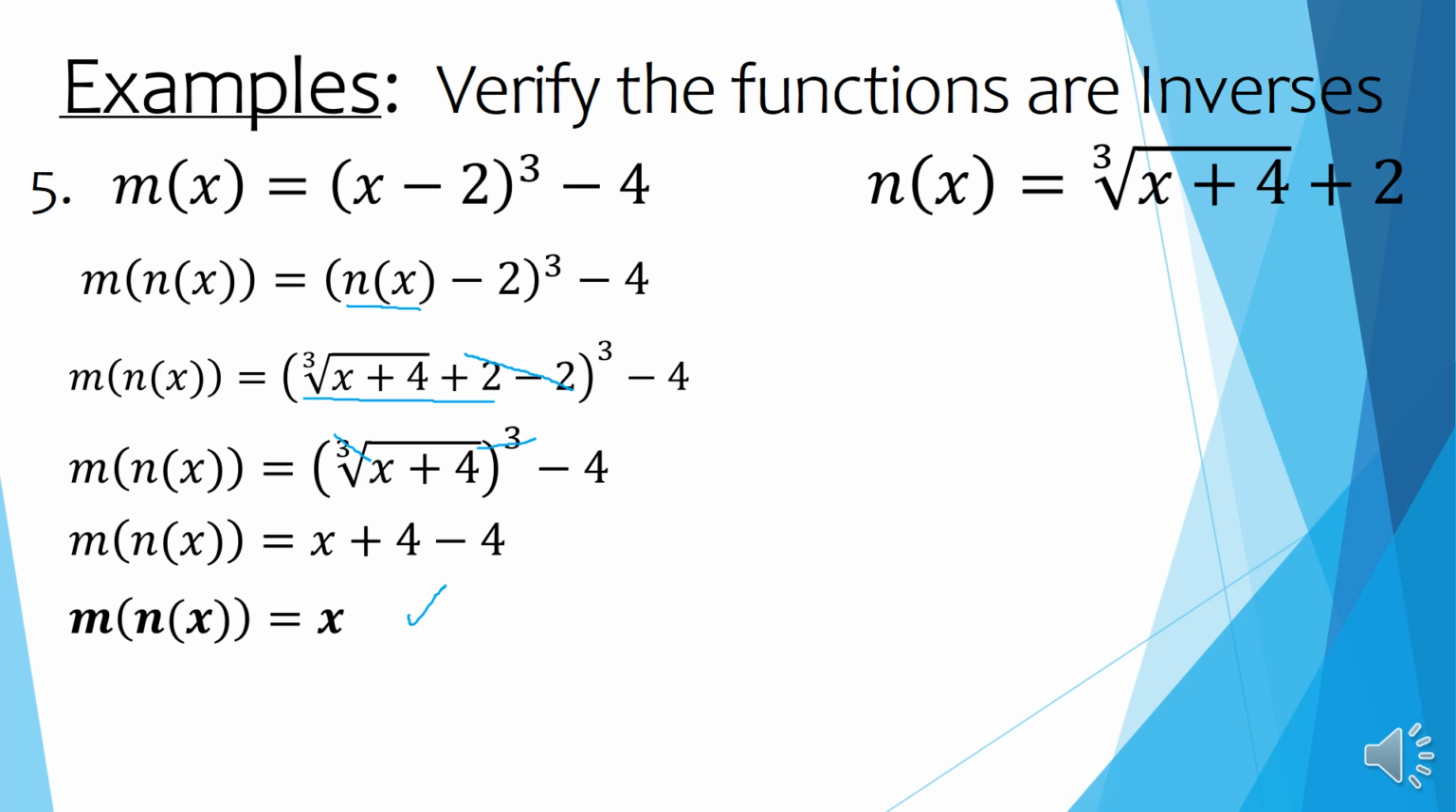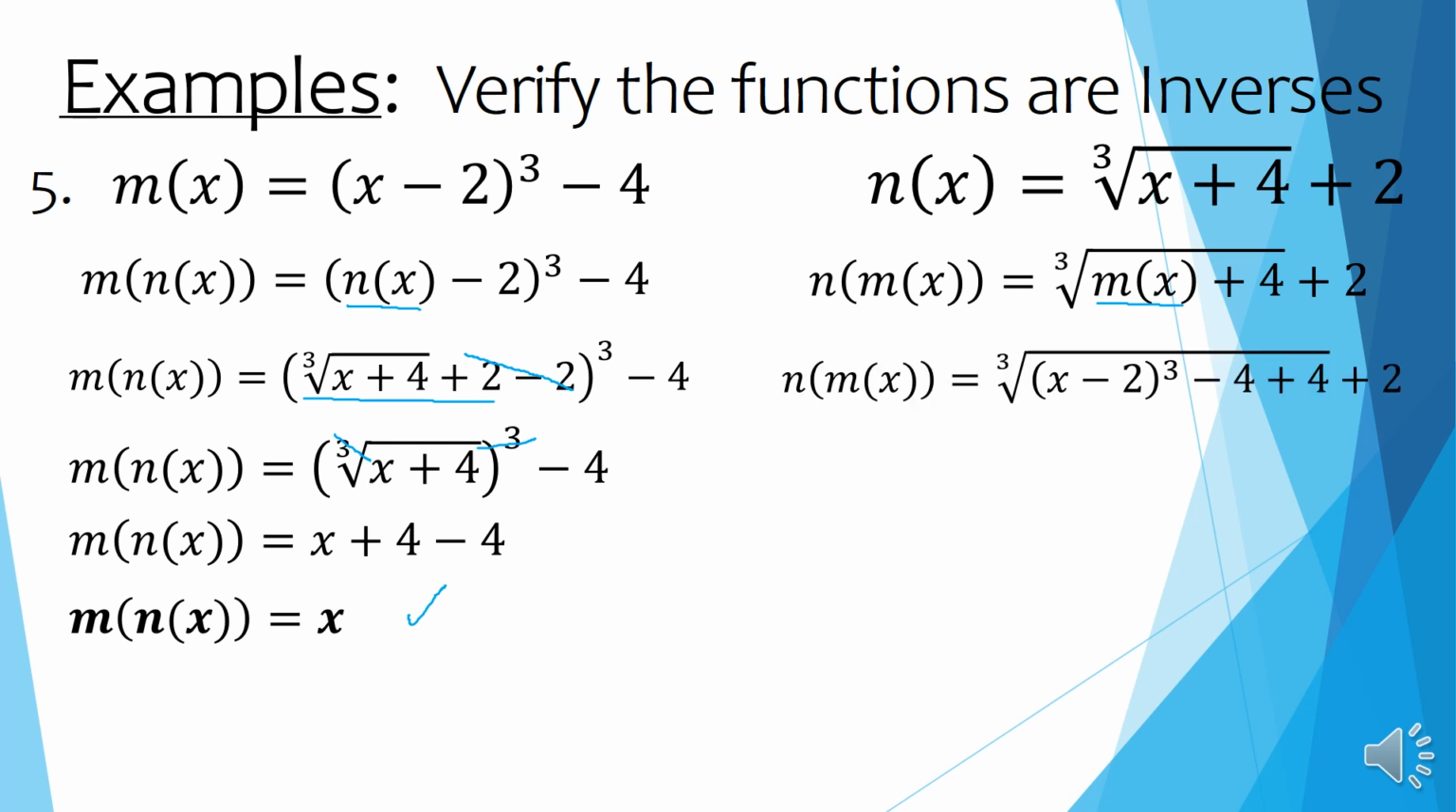That means we have to check the second. We got to do n of m. We got to check this composition. So n of m of x will equal the cubed root of m of x plus 4 and then plus 2. Remember, we're replacing this m of x function with that next step. The cubed root of the quantity of x minus 2 cubed minus 4, that's m of x, plus the 4 that was already under the radical, and then plus 2 outside the radical.